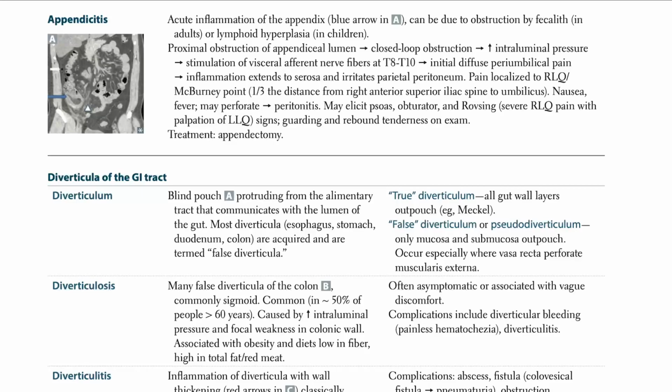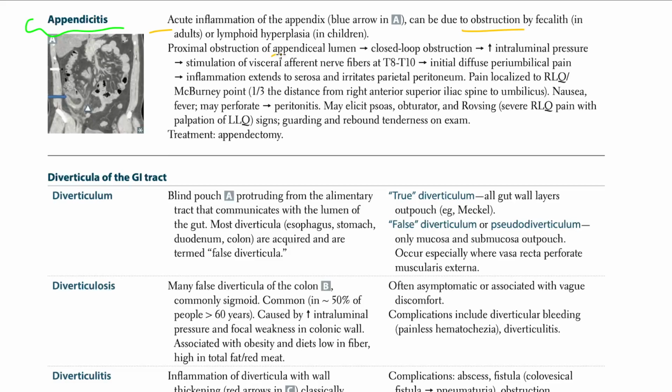Let's talk about appendicitis. It is an acute inflammation of the appendix, and can be due to obstruction by fecalith in adults or lymphoid hyperplasia in children.